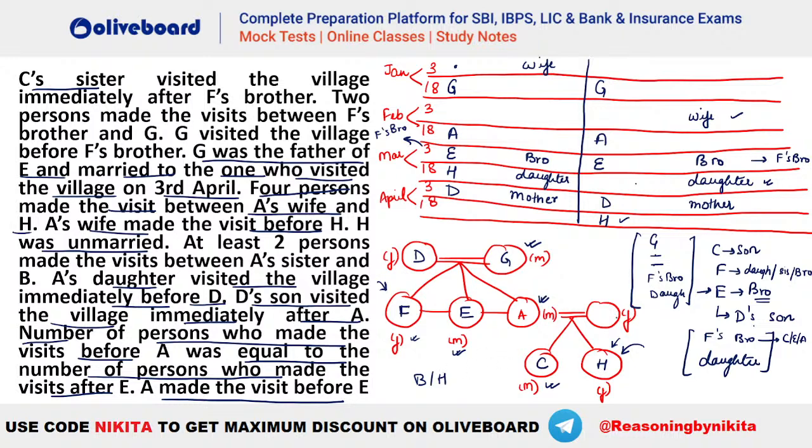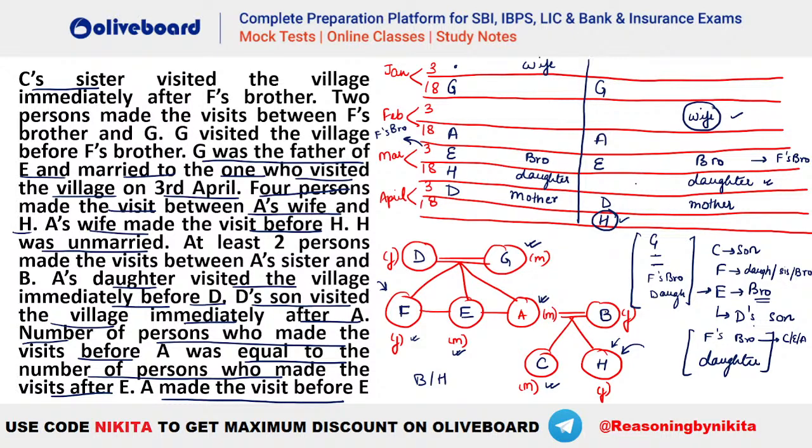So H cannot be the one who is the wife. It was given here that H is unmarried. So H will be this person and B will be the wife here. But in the second case, you can see H is coming here and the wife is coming here. That is fine. And in this case, H is coming as the daughter.